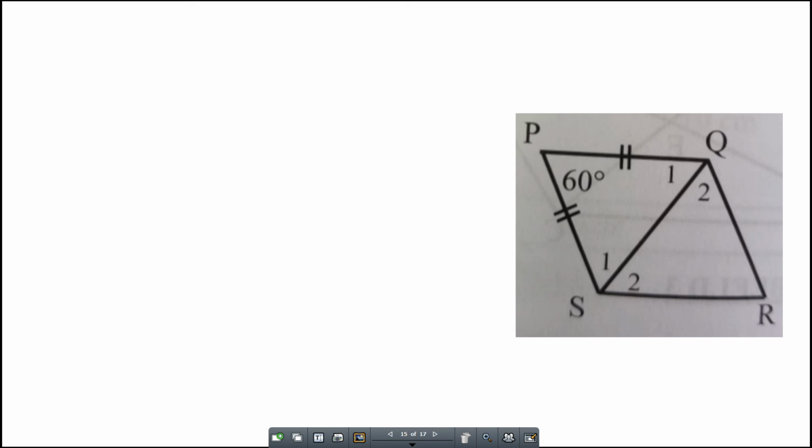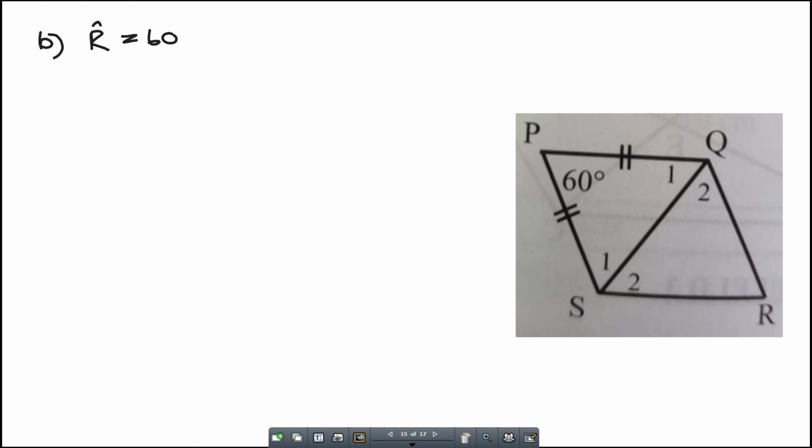Okay, dan by hierdie enetjie, sê hulle vir jou PQRS is 'n parallelogram. Okay, met P wat 60 is, PQ is gelyk aan PS. Bepaal die groottes van R en dan S1, Q1, Q2 en S2. Okay, so first things first. Kom ons begin gou by R. Wat gaan R wees? 60. Okay, so angle R will be 60.